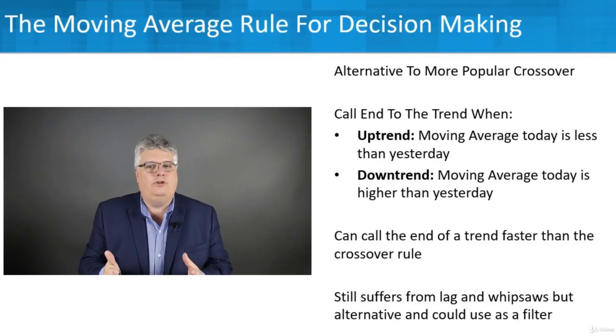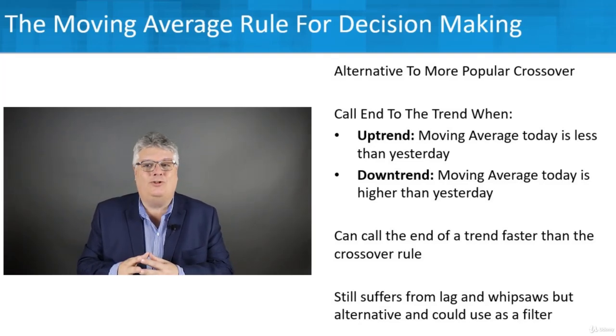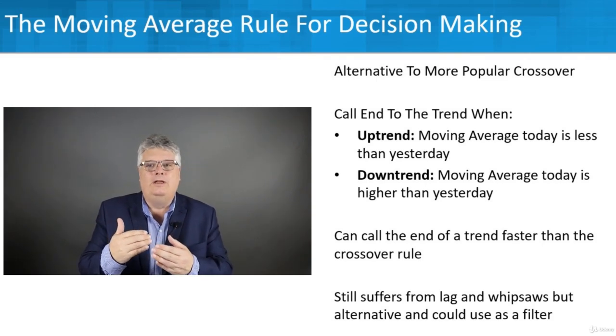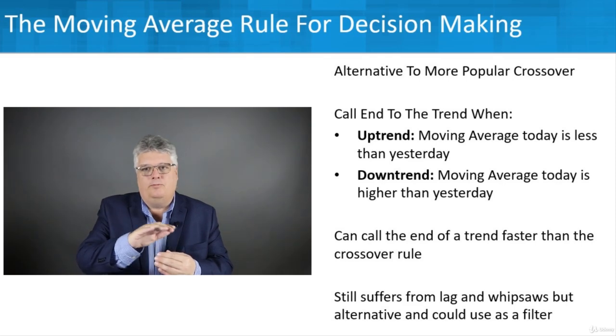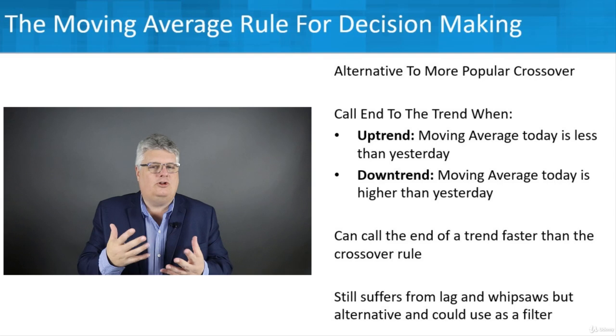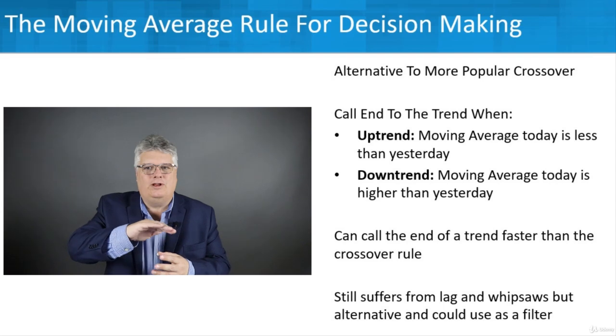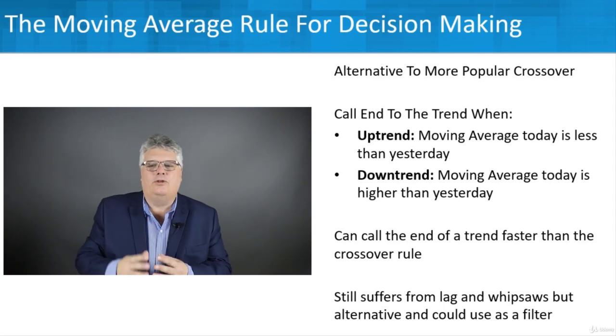Another rule that you could use with moving average lines is, I guess, the moving average rule. It's an alternative to the more popular crossover rule. So you're not looking for when it crosses over, you're basically looking for when the moving average starts to bend or change. You would look at it to call an end to a trend when you have changes in the actual moving average line.